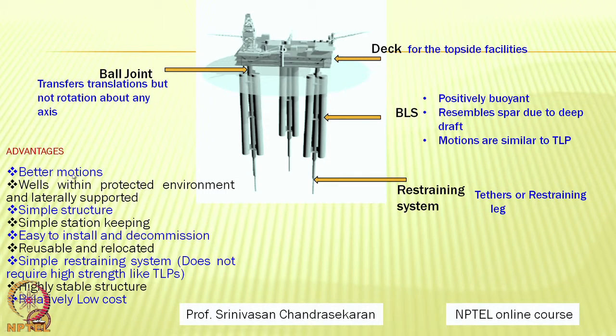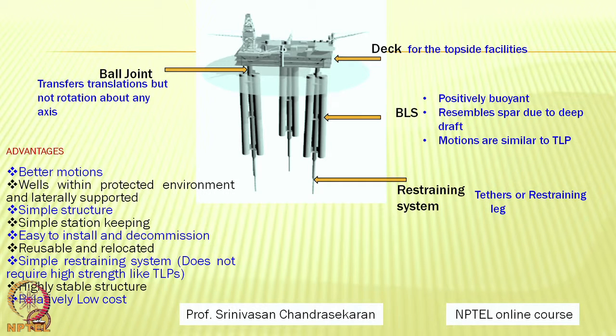It has got better motion characteristics. The wells or the drilling wells are protected because they are laterally supported. It is a very simple structural form. It has got very simple station keeping requirements. It is very easy to install because buoyant leg structures are positively buoyant, they can be afloated in the system and then the deck can be placed over the ball joints. The system is completely reusable and relocatable.